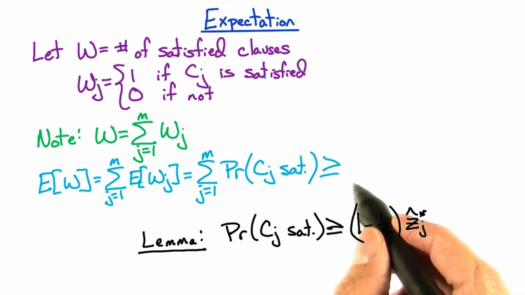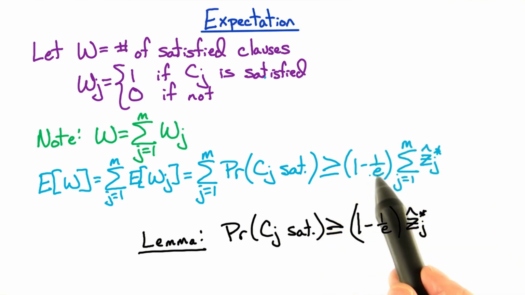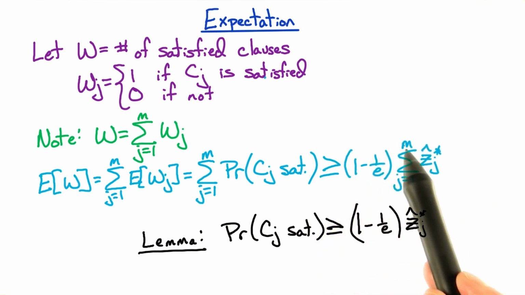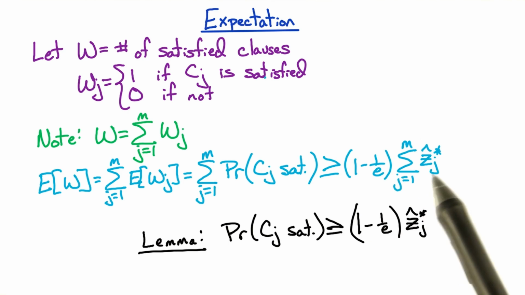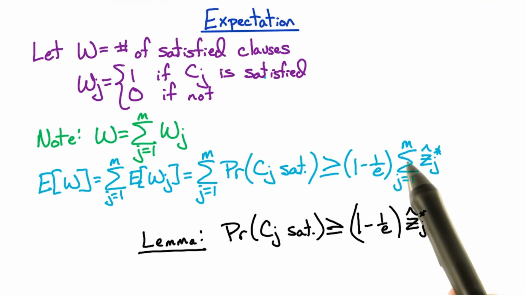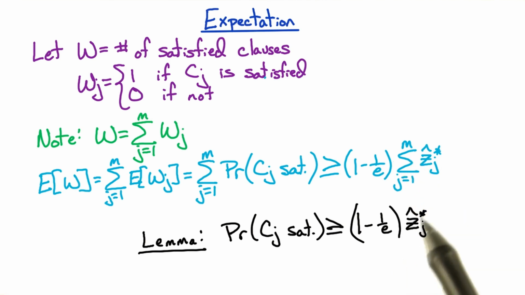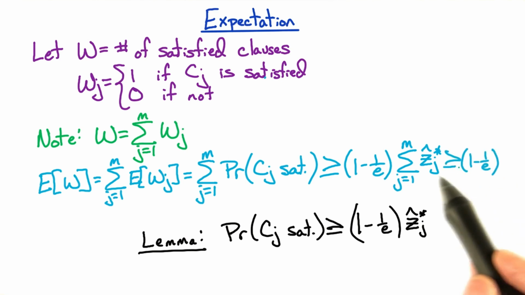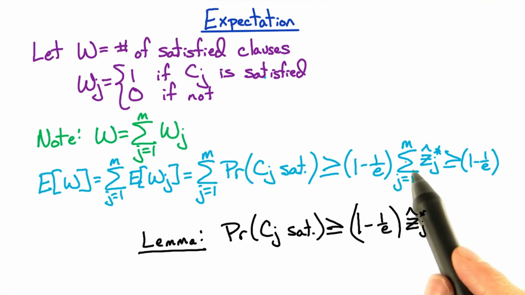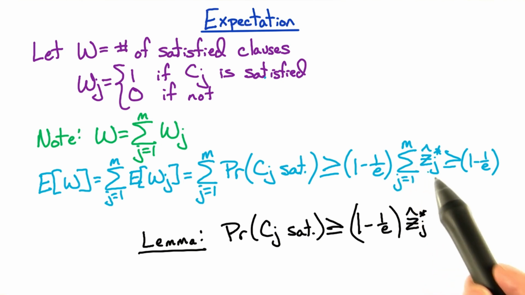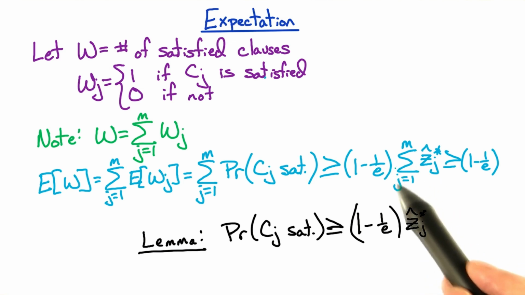So we can take this 1 minus 1 over e outside of the sum. So we have 1 minus 1 over e times the sum from j going from 1 to m of zj hat star. Now what is this quantity? This is the value of the objective function for the linear program. What do we know about the linear program versus the integer linear program? Well, the linear program is at least as good as the integer. So this value of the objective function is going to be at least the value of the optimal for the integer linear program. So this is going to be at least 1 minus 1 over e times this value for the integer linear program. For the integer linear program, it's equal to the max sat. So it's equal to the maximum number of clauses satisfied, which we denoted by m star.